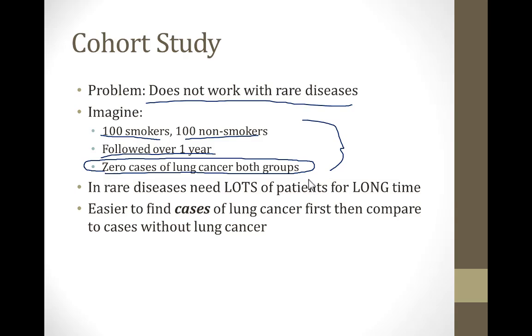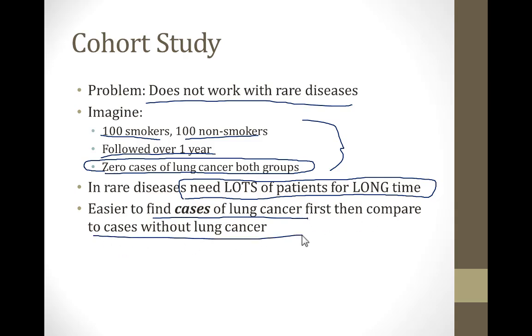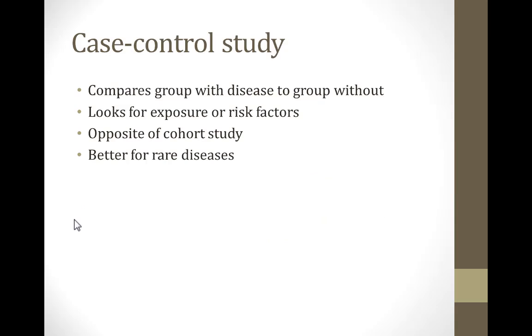The problem with cohort studies is that in rare diseases, you need lots of patients for a long period of time, and this is very time-consuming and expensive. So what we often do in rare diseases is do a different type of study called a case control. In this situation, we're going to find cases of lung cancer first, and then we're going to compare them to controls, which are cases without lung cancer. So a case control study compares a group of people with a disease to a group without, and then looks for exposure or risk factors among the two groups.